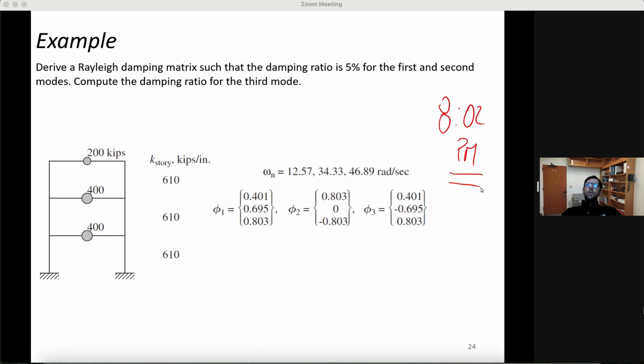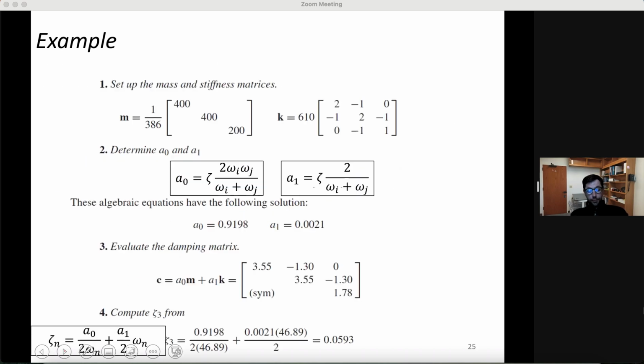The characteristics of the system are given on the slide. You will find a problem very similar to this one as part of the final, okay? So everything is given here. The modes of vibration are given, the periods of vibration, and the frequencies of vibration are given as well.